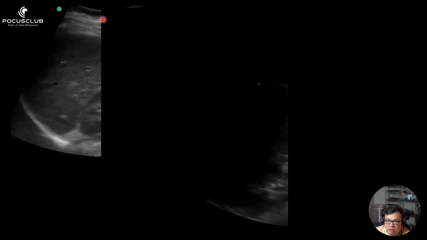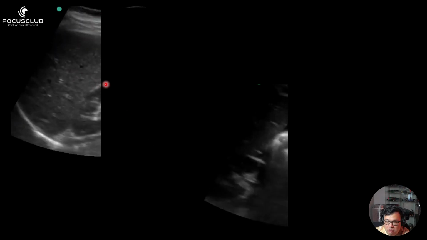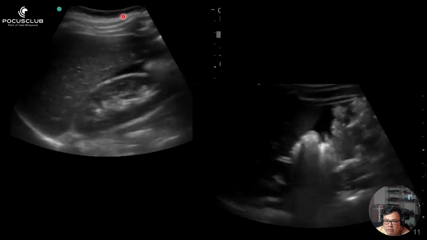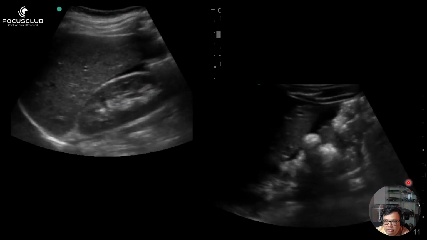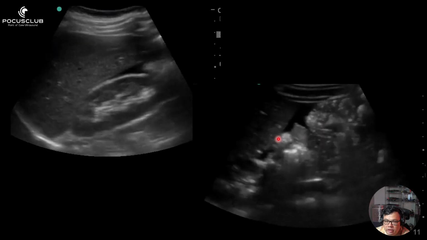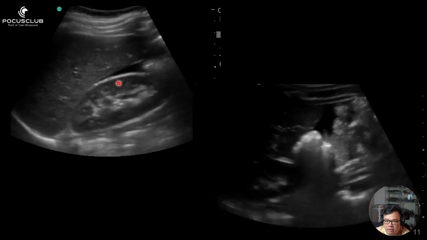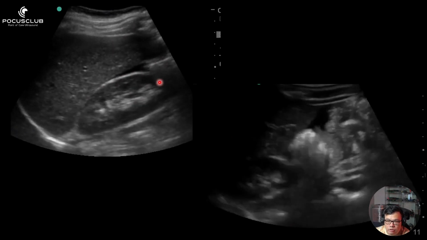If you don't look at the caudal tip of the liver, you may miss free fluid. So here we go. You can see here a sliver of fluid, quite a bit of free fluid here. So don't forget to look at the caudal tip of the liver. Don't forget to fan through the organ.